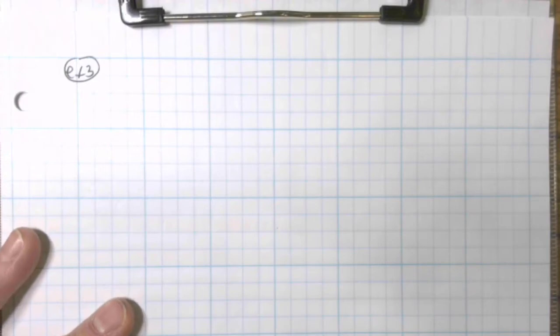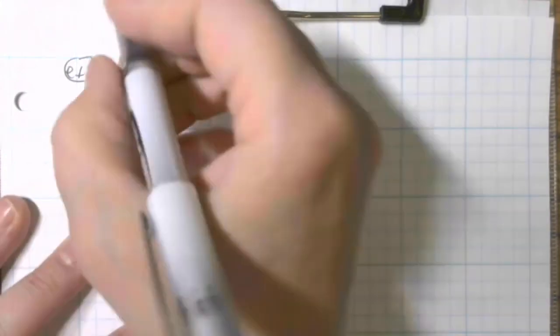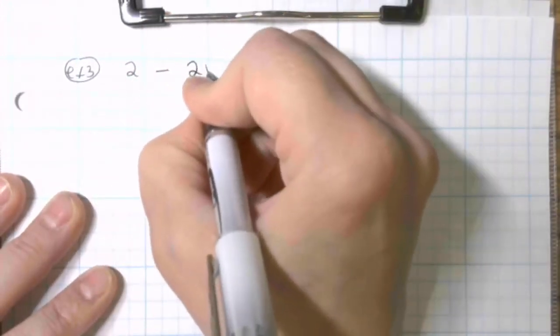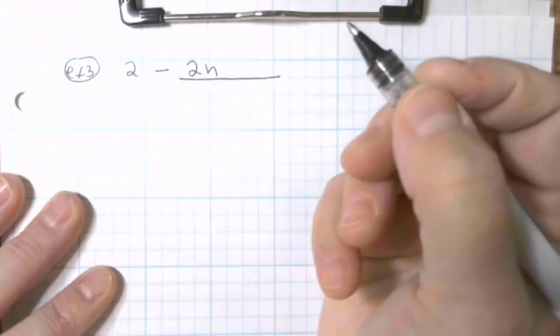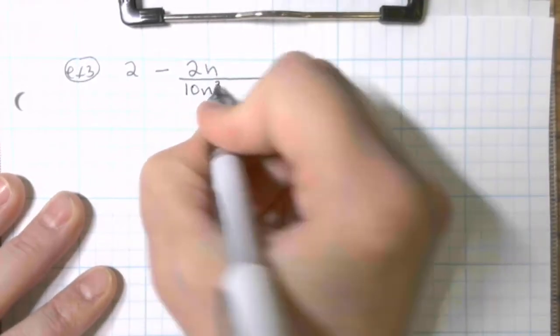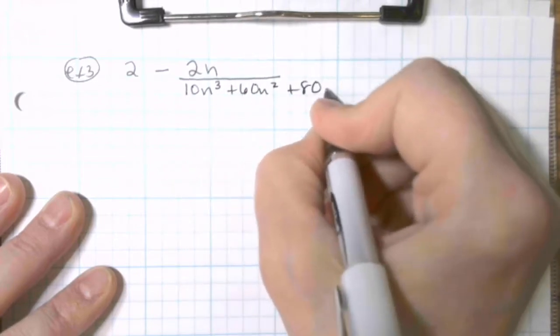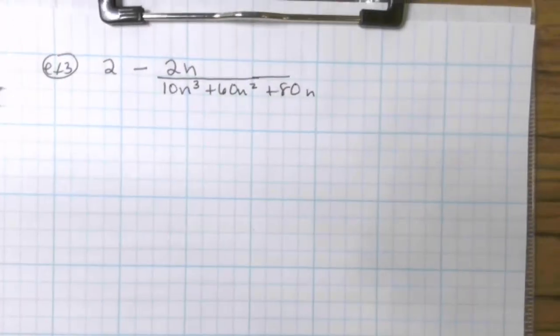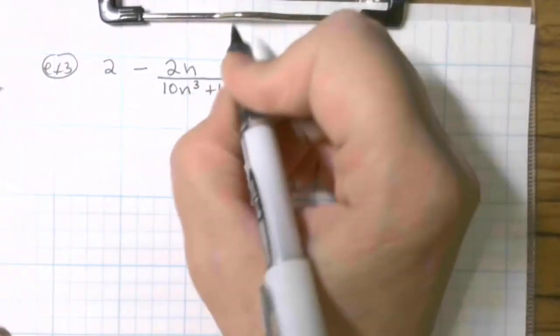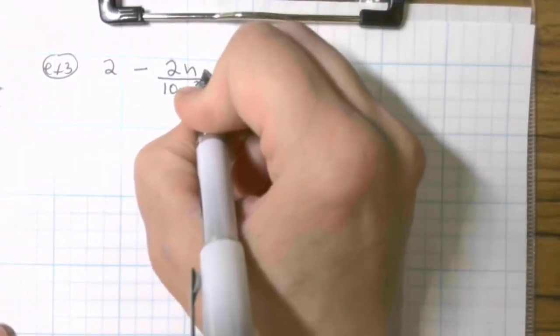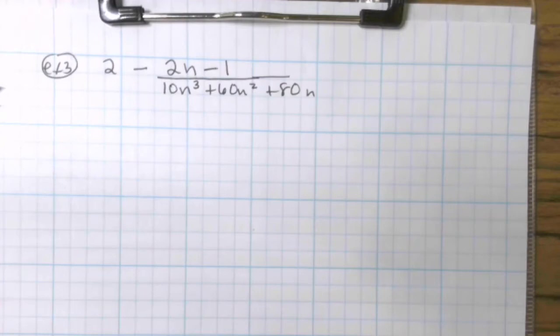Okay, we are going to do 2 minus 2n over 10n cubed plus 60n squared plus 80n. All right, so what to do with a negative? Let's make this interesting. Let's say that this is 2n minus 1. We're going to just change that really quick.